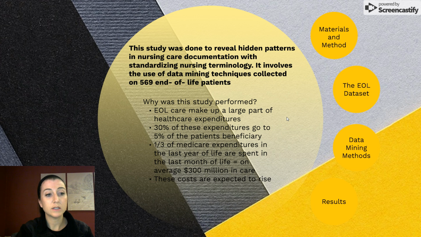So why was this study performed? End-of-life care makes up a large part of healthcare expenditures. Approximately 30% of these expenditures go to 5% of the patient's beneficiaries after the end of life. 1/3 of Medicare expenditures in the last year of life are spent in the last month of life, and that can equal up to over $300 million in care. So these costs obviously are very expensive and they're expected to rise.